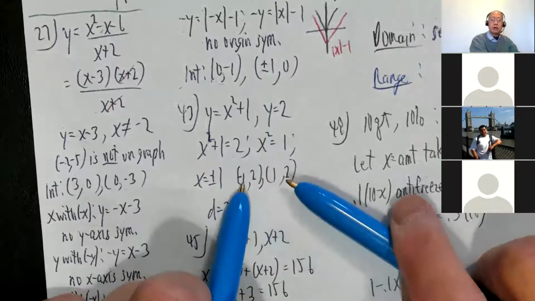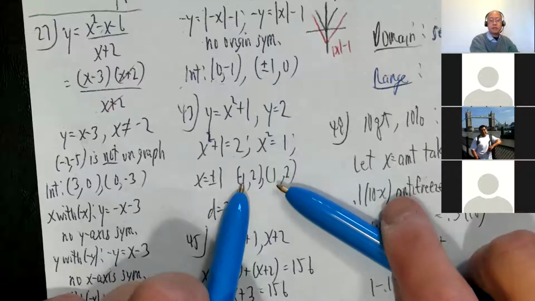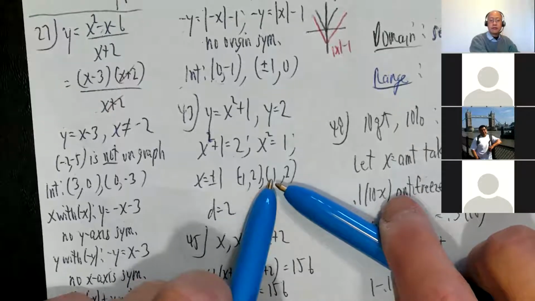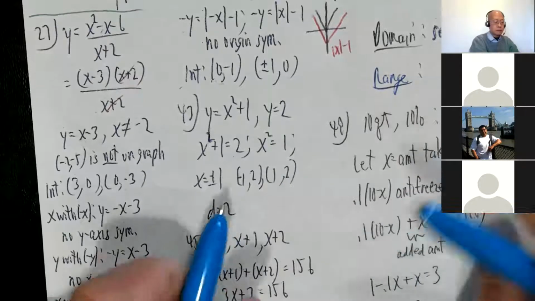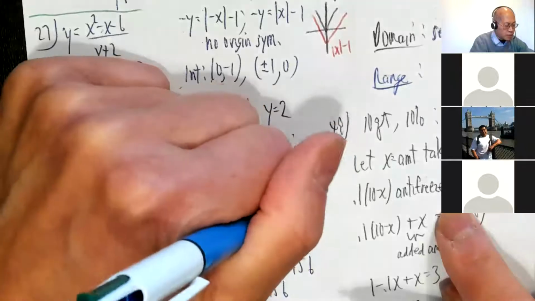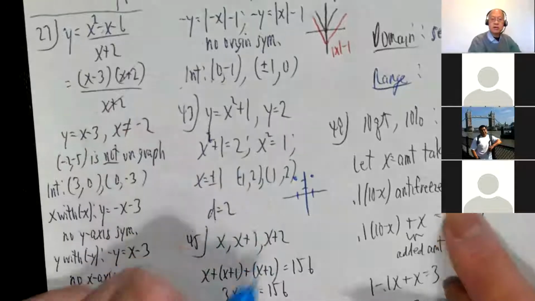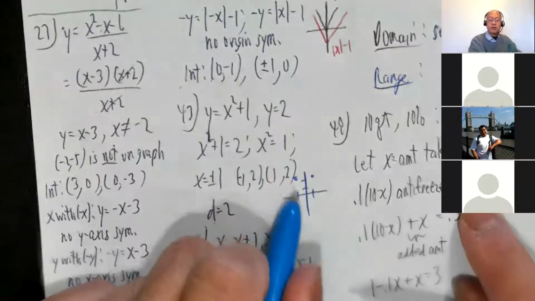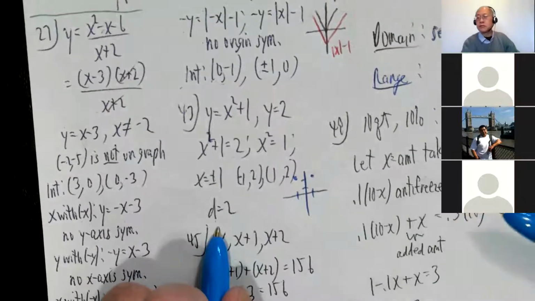So how far apart are these points? Well, it's the distance from -1 to 1. How far is -1 from 1? Well, the distance is 2. They're 2 units apart. You can graph it if you want to, but you don't really need to, I think. Here's (-1, 2) and (1, 2). They're 2 units apart, so the distance is 2.